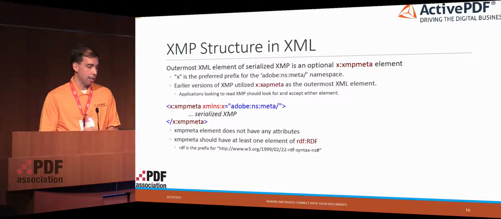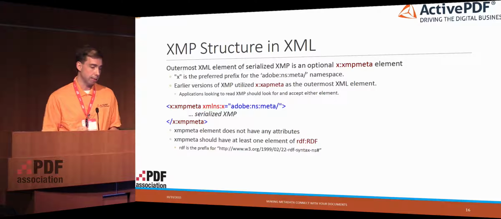What does it look like when we tag it? It's just simple XML. We've got the element. We have that attribute that we use to describe the prefix that we're going to use. And then we have our serialized XMP inside. Now, xmpmeta does not have any, this is a typo on my part, and I apologize, required attributes. There are optional attributes that are out there, but there are no required attributes that you need to use for xmpmeta. Inside, you're going to have at least one element of RDF.